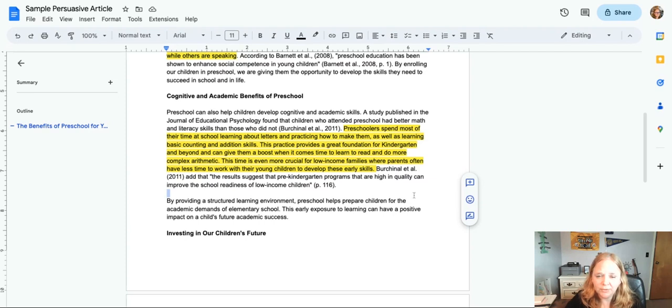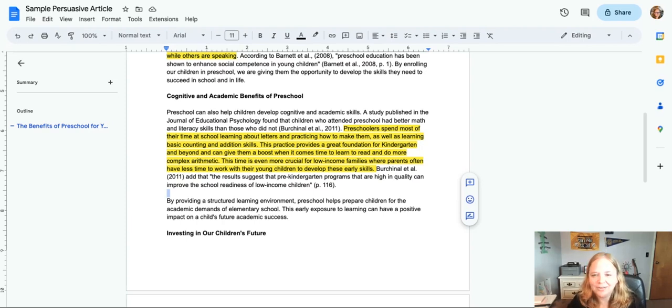This practice provides a great foundation for kindergarten and beyond, and can give them a boost when it comes time to learn to read and do more complex arithmetic. This time is even more crucial for low-income families where parents often have less time to work with their young children to develop these early skills. The results suggest that pre-kindergarten programs that are high in quality can improve the school readiness of low-income children.